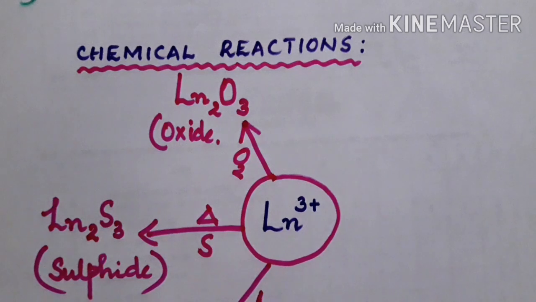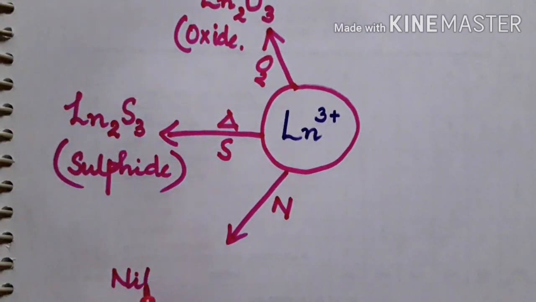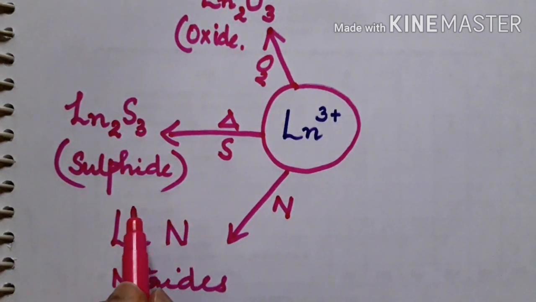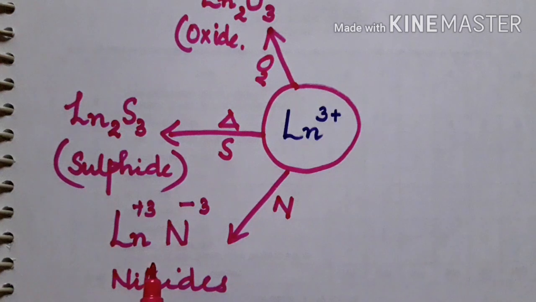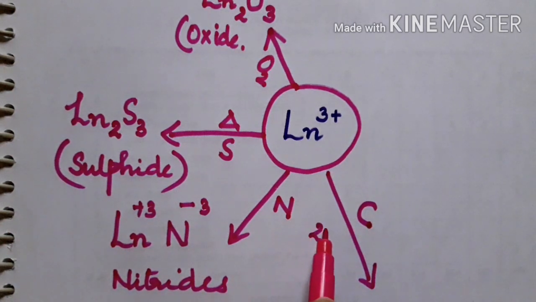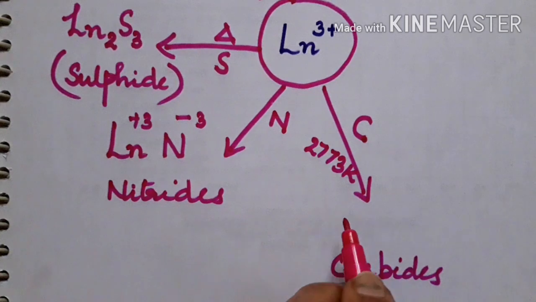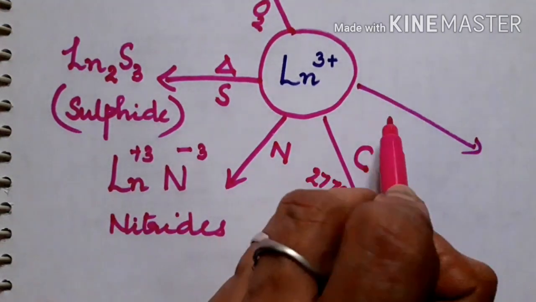Now when it reacts with nitrogen, it forms the compounds known as nitrides. Nitrides are formed, and they have the formula LnN, because Ln is +3 and N is -3. So LnN is the formula of the nitride. When it reacts with carbon, when heating is done at 2773 Kelvin, it forms the carbides. Carbides are formed with the formula LnC2.